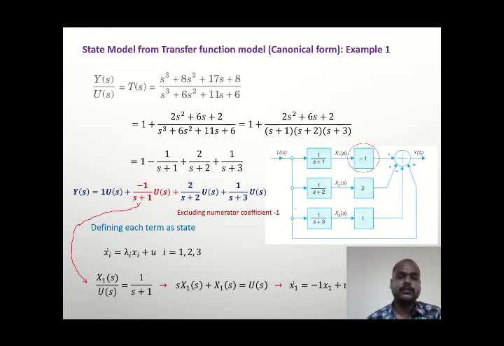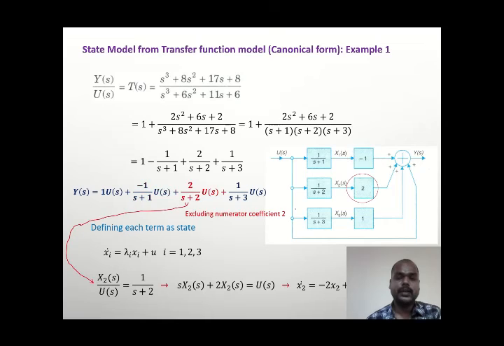So let us first do this calculation for the second term, which is minus 1 by s plus 1 times U(s). By separating we can have s X1(s) plus X1(s) equals U(s). So s X1(s) is x1 derivative, so we can have this first relation of the states. Accordingly, when we solve the second term, we can have this second equation and the third equation.